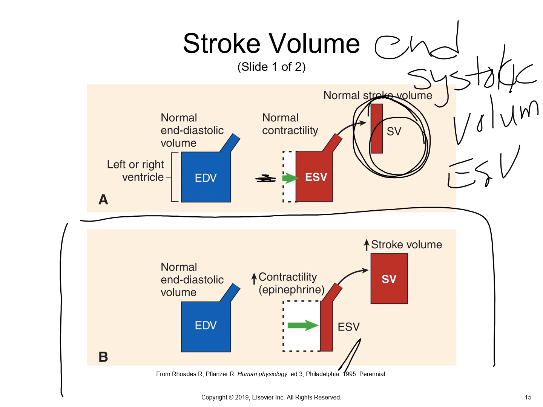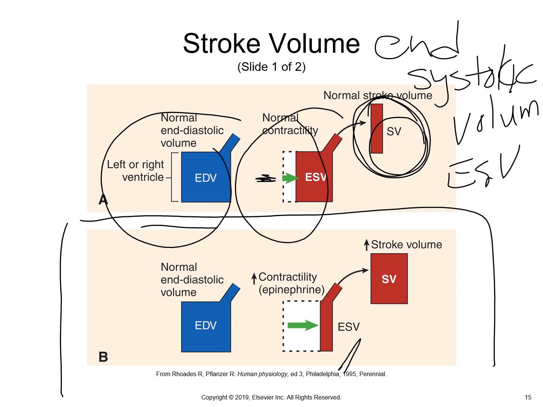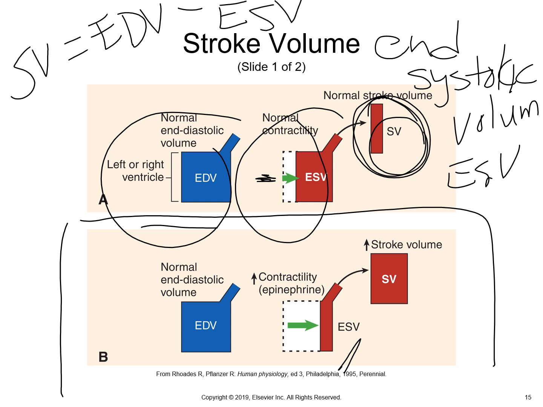So again, important during exercise and stress, when the body needs more oxygenated blood, that stroke volume is increased. So again, stroke volume is the amount of blood that the heart pumps with each beat, and it depends on how much blood the heart fills with, which is the EDV, versus how much is left behind after contraction, which is the ESV. All right, and we talked about what these diagrams mean. So SV is equal to EDV minus ESV.